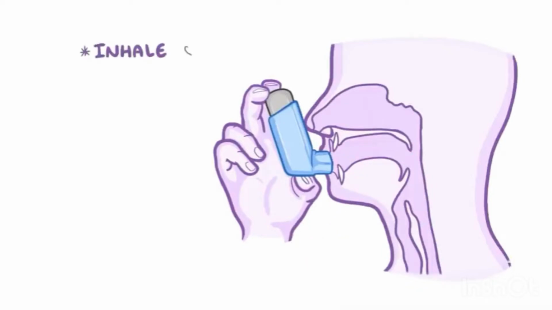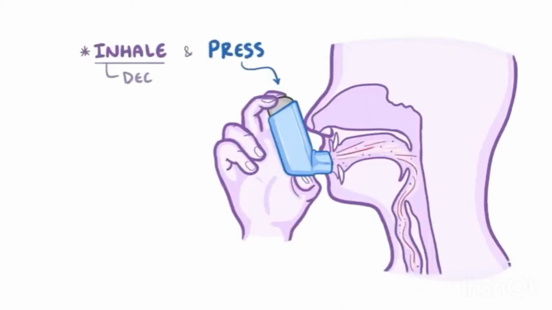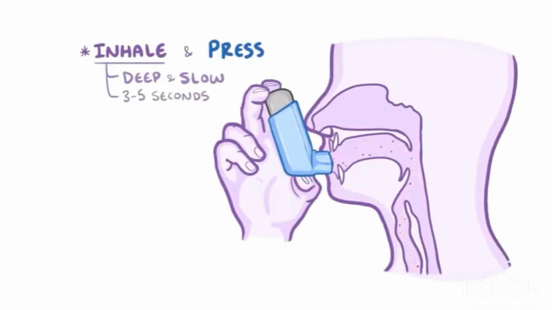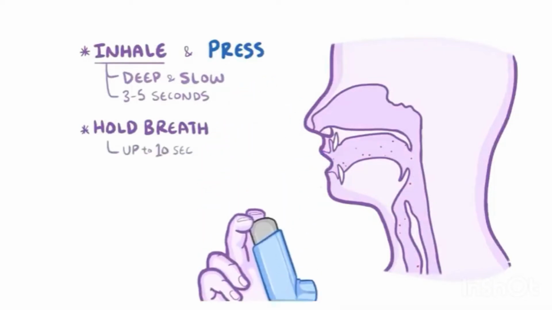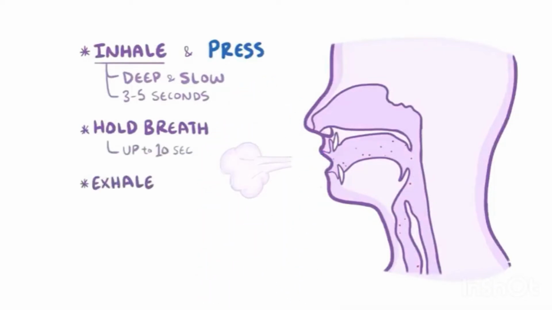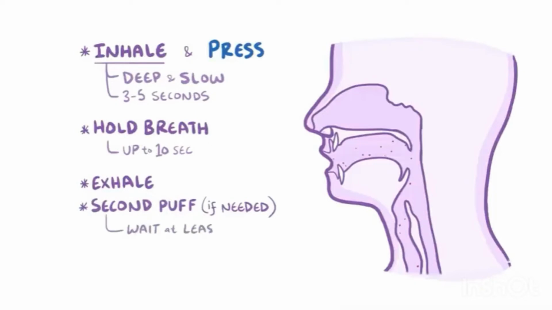Inhale and then press the top of the canister as you take a deep, slow breath through your mouth for 3 to 5 seconds. Next, hold your breath as long as you comfortably can, up to 10 seconds. Then remove the inhaler and exhale. If you need a second puff of medication or have been instructed to take a second puff, you should wait about 30 seconds, then repeat the process.